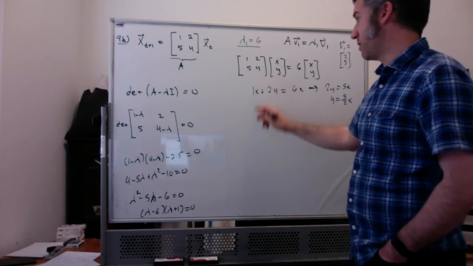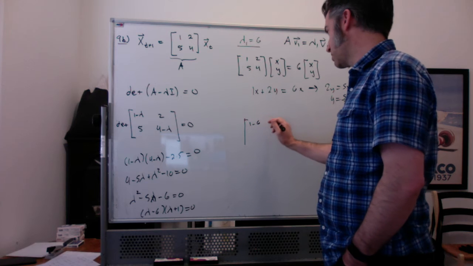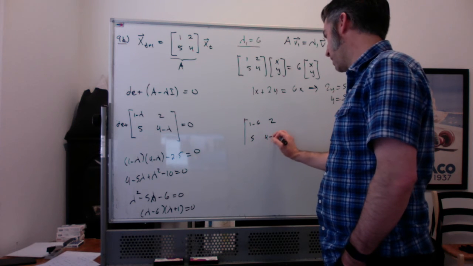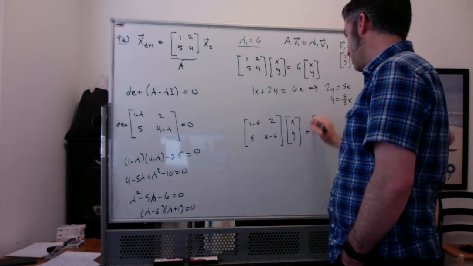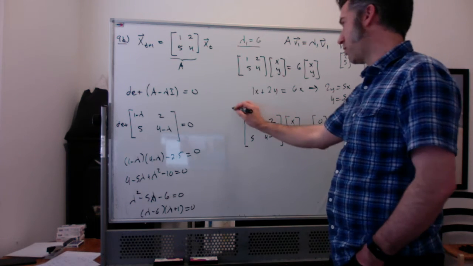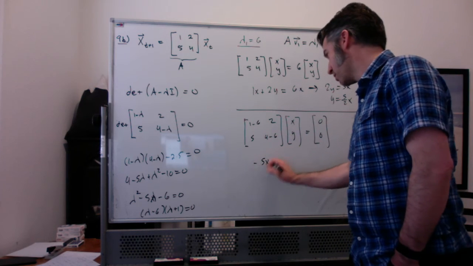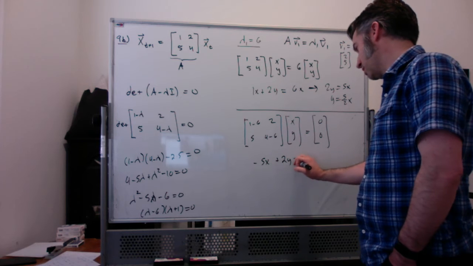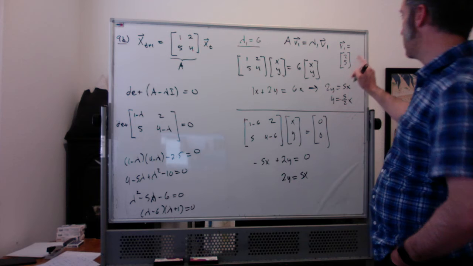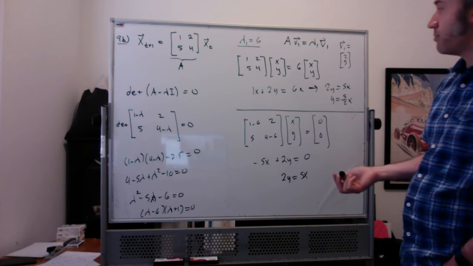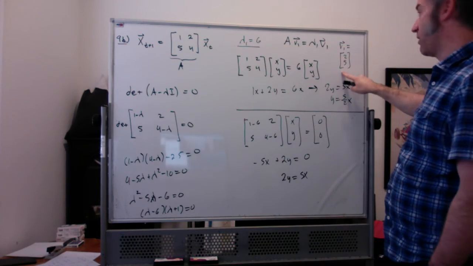Alternatively, you could solve this by doing A minus lambda I, so [1 minus 6, 2; 5, 4 minus 6]. You do that matrix times your eigenvector equals the 0 vector. That's the other option. So doing it that way, you get negative 5 times x plus 2 times y equal to 0. Oh, it's the same equation. 2y equals 5x leads us to the same eigenvector. So that's the eigenvector for lambda 1 equal to 6, you get the eigenvector of (2, 5).